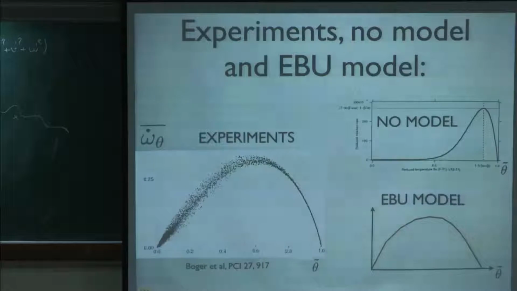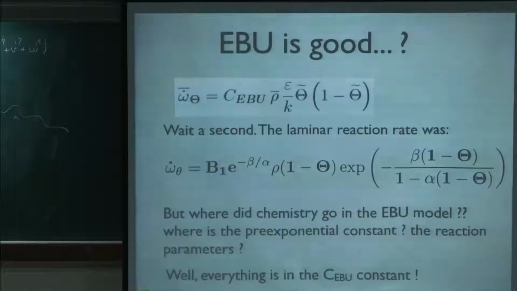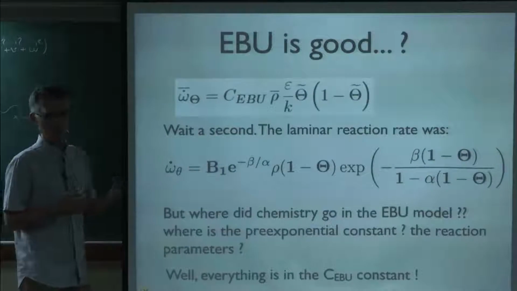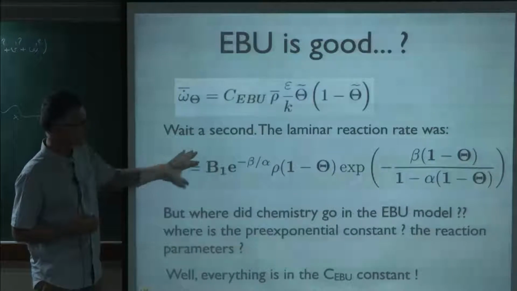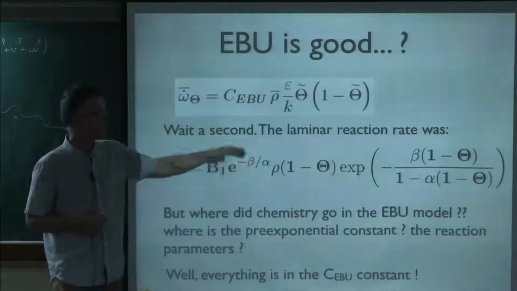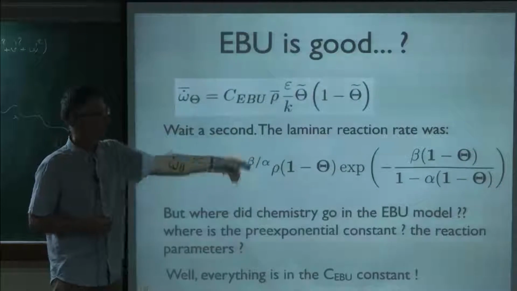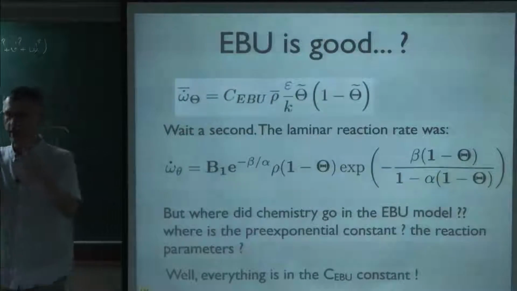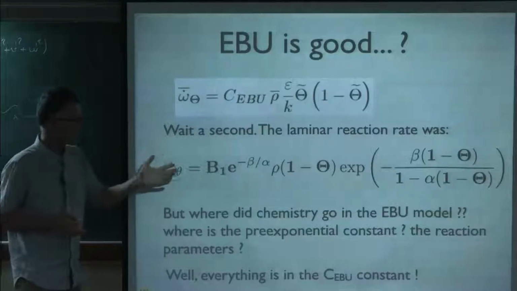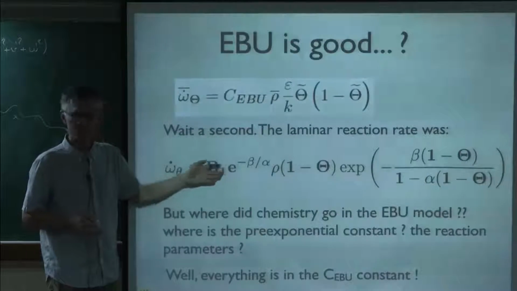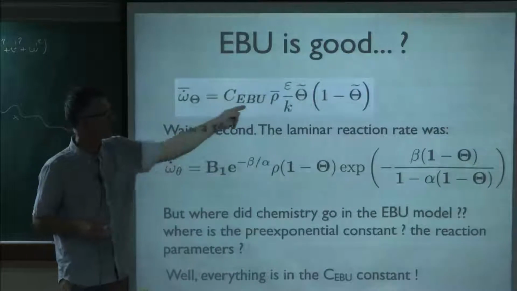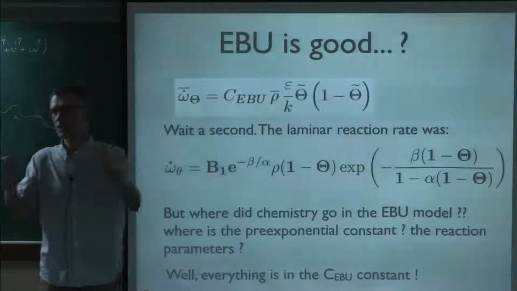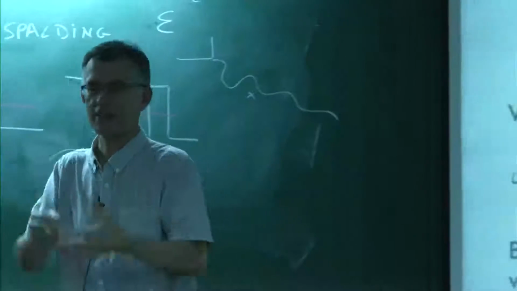Now, the trick is that we know this model is good, but where is the chemistry? We started with this equation, and I told you I'm going to average this equation, and then I end up with this thing, which they have nothing in common. Because this thing I've done really by hand, and the point is that all the chemistry is gone. Where is the chemistry? Well, the chemistry is in the constant. And as always, when you don't know where things are, they are hidden in the constants.